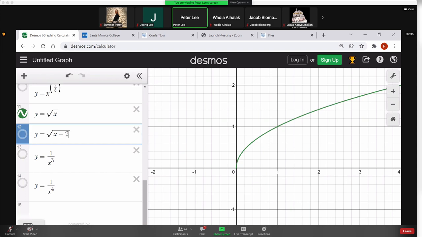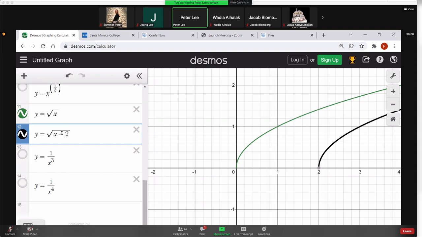You know how to graph this one? What do you think? If you replace x by x minus 2, you know what happens to the graph? The graph gets shifted to the right. And that's because the root for that particular equation is 2, because that will give us 0. It has a point (2, 0) exactly.